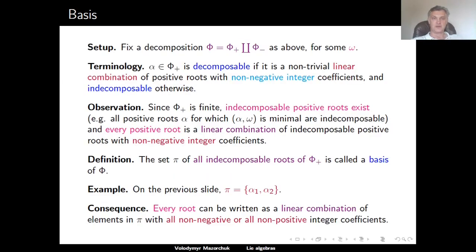Consequence: every root in our root system phi can be written as a linear combination of elements in pi with integer coefficients such that all these coefficients are either non-negative, this is true for positive roots, or all these coefficients are non-positive, this is true for negative roots. This follows from the observation that for any negative root alpha, the root minus alpha is a positive root. In other words, phi minus is equal to minus phi plus.